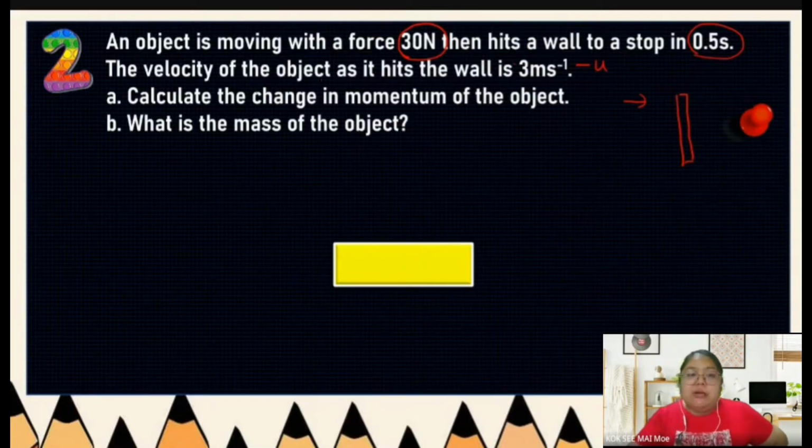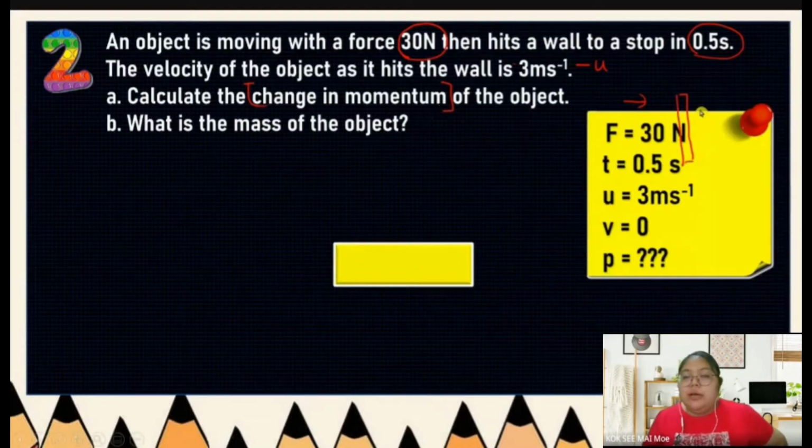Okay, now they want to calculate the change in momentum, which means they want to calculate the impulse. Okay, so we write it in 4. Force applied 30 Newton. Time taken to stop 0.5. Initial 3 ms^-1. Final, stop. So they don't ask about velocity. They ask about impulse.